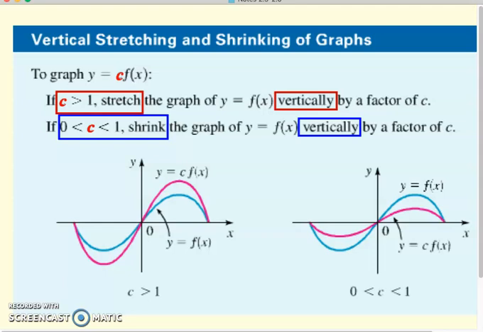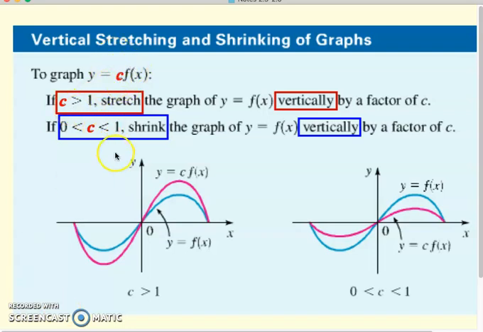That's a multiplication. So now you're going to be multiplying a number by either the function, which is y, or the x value, which is going to be like your horizontal. So think of multiply by the function or y value, vertical change, multiplied by x, horizontal change. So the number out front, which we're calling c, is the one that has the effect.